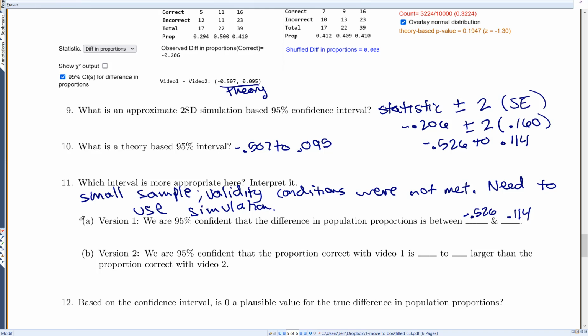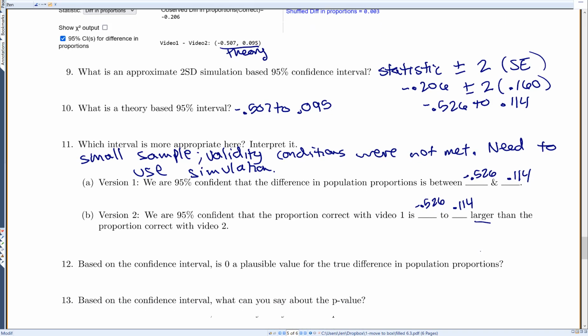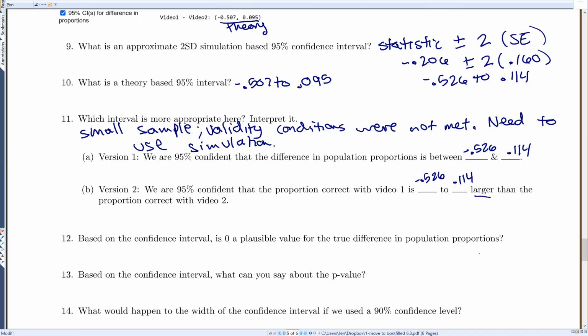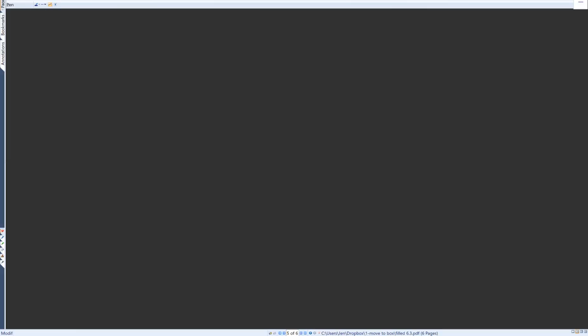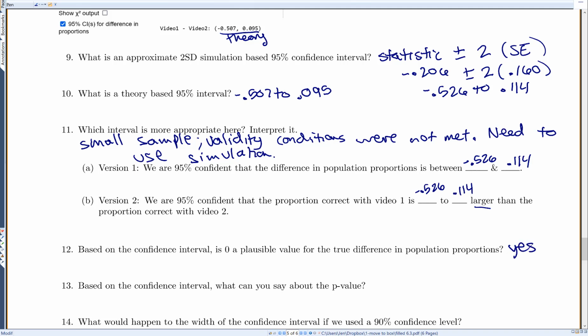So that's the simplest meaning, but we could say something like, we're 95% confident that the proportion correct with video 1 is, and I said larger here, so I'm still going to say video 1 was actually lower, so we'll say negative 0.526 to 0.114 larger than the proportion correct with video 2. So it didn't say the decrease like it did before, so I didn't have to change my signs. These are just the numbers I had, so that's how much higher video 1 is. Based on the confidence interval, is 0 a plausible value for the true difference in population proportions? Yes, because 0 is in the interval.